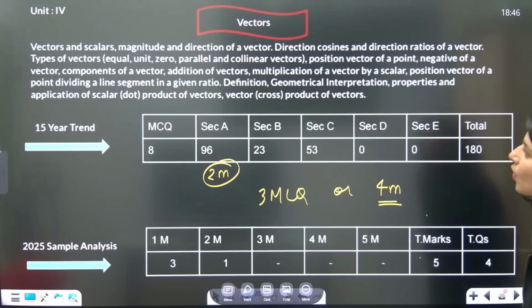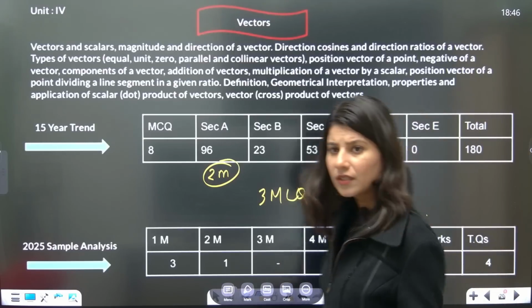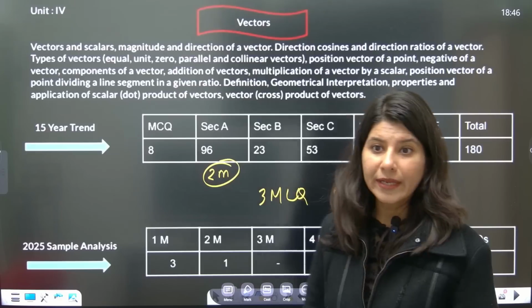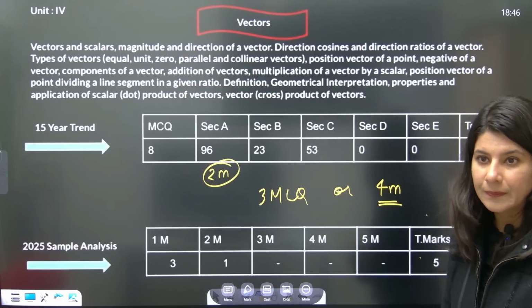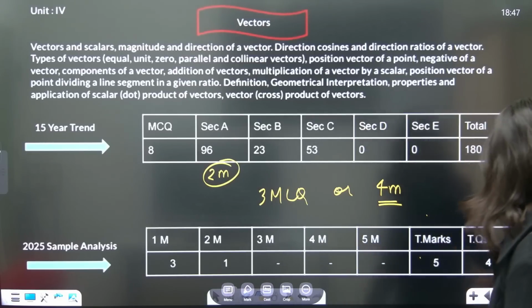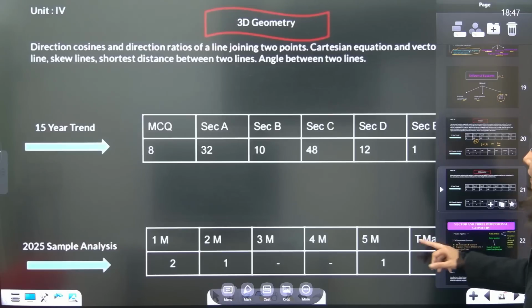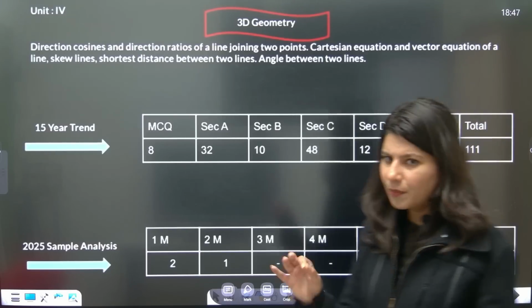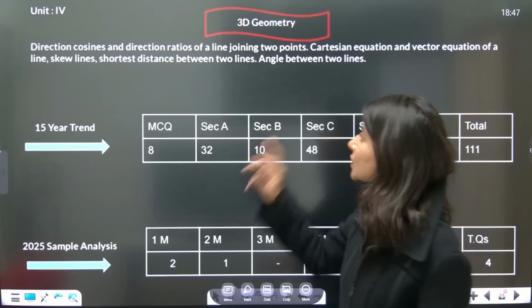what are the important topics? So yes, cross product, dot product, unit vector, projection. Okay, so these things are important in vector algebra. And 3D geometry, if I talk about 3D geometry, so total marks, 9 marks is allotted to 3D geometry. Beautiful chapter. Direction cosines is important.